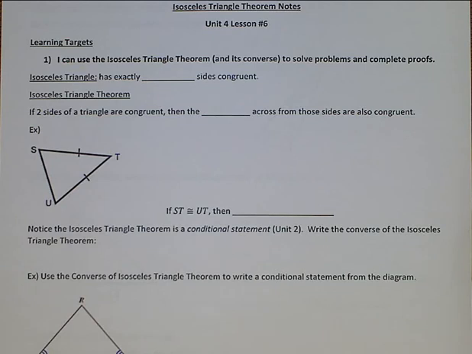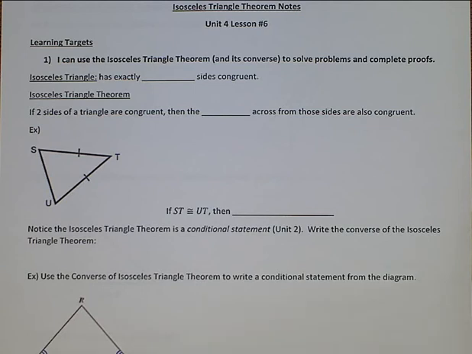This is another way that we can use angles and sides in a triangle. Another tool that we can put in our toolbox to use to do some proofs. So let's talk about what the isosceles triangle theorem is.